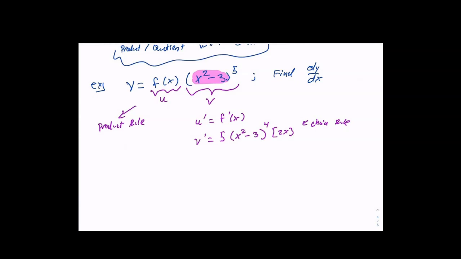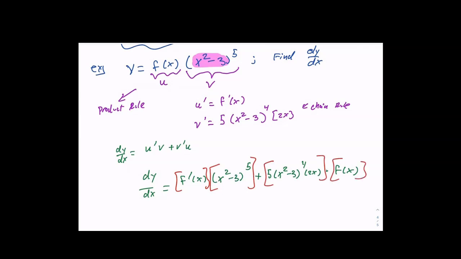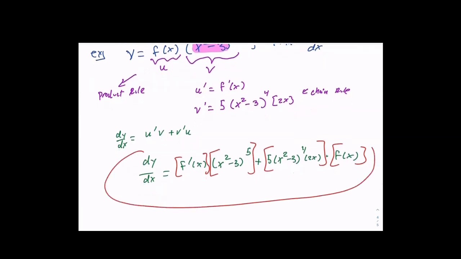And now to find dy dx, you just piece it together. Remember, dy dx is u prime v plus v prime u. So dy dx would be f prime of x times x squared minus 3 to the 5th power, plus 5 times x squared minus 3 to the 4th power times 2x times f of x. All you're doing is replacing u prime, v prime, u, and v with what you found them to be, and now you have your derivative. If I asked you to evaluate this at x equals 1, you would just plug in x equals 1 for all of the x's.